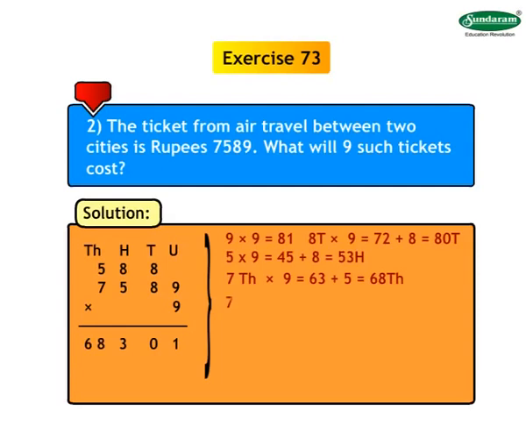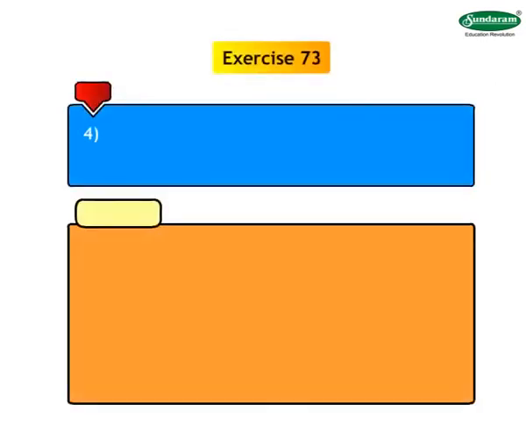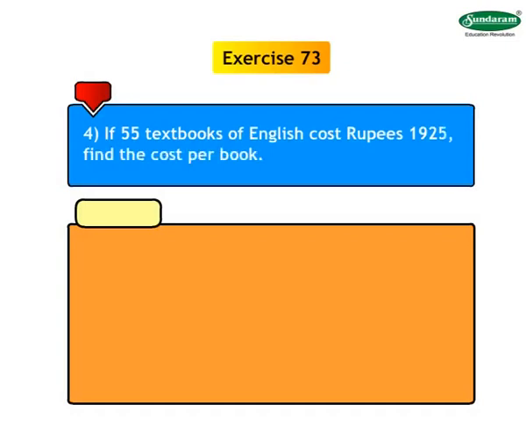Hence, 7,589 into 9 is equal to 68,301. Thus, answer is 9 air tickets will cost rupees 68,301. 4. If 55 textbooks of English cost rupees 1,925, find the cost per book.